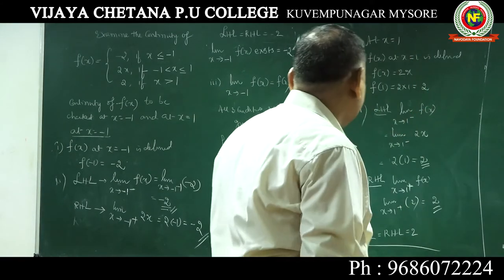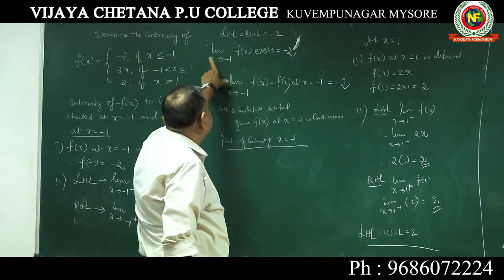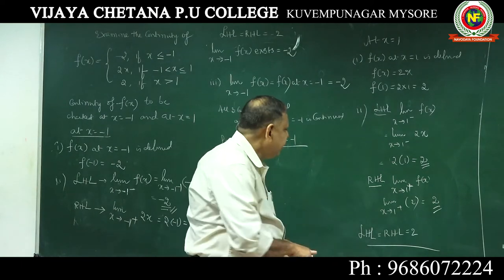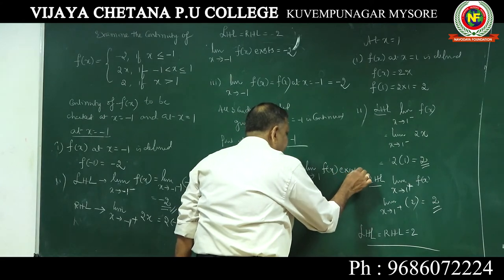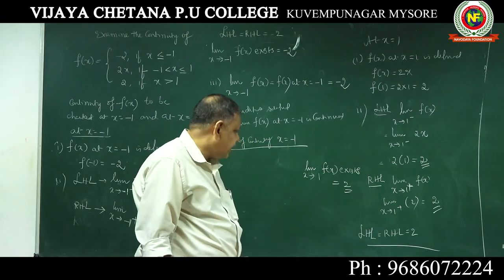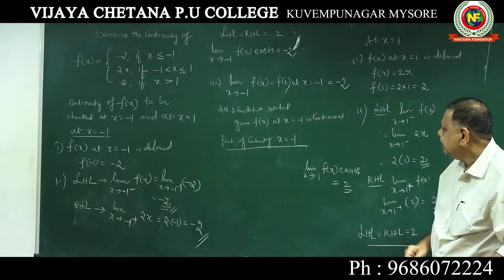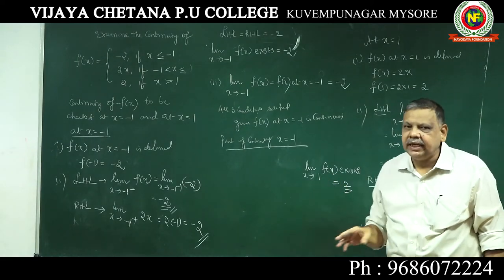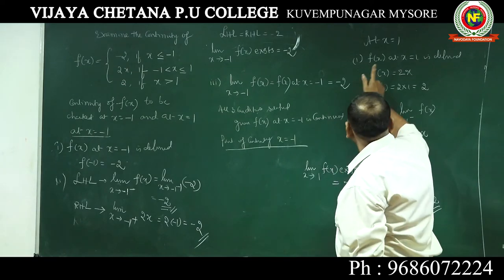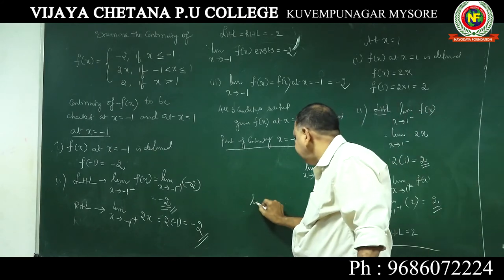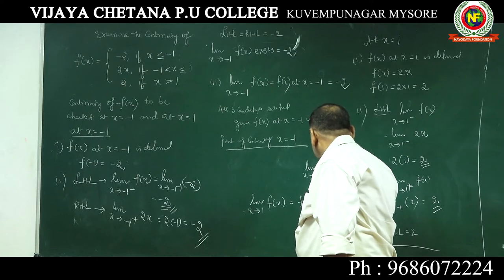Okay, you have taken it down. Now you write. You should write that since LHL is equal to RHL is equal to 2, the limit as x tends to 1 of f of x exists and that is equal to 2. Please understand here, the limit as x tends to 1 of f of x exists and it is equal to 2. So please write this: the limit as x tends to 1 of f of x is equal to f of x at x equal to 1, which is equal to 2.